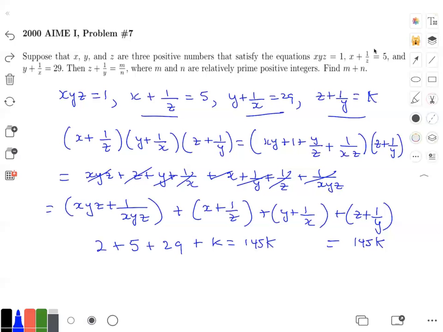2 plus 5 plus 29 is equal to 36, and then 145k minus k is 144k, and then simply dividing by 36, we get k is equal to 1 over 4. So 1 over 4, those are two relatively prime integers, so all we have to do is find the sum, which is 5, and we are done.